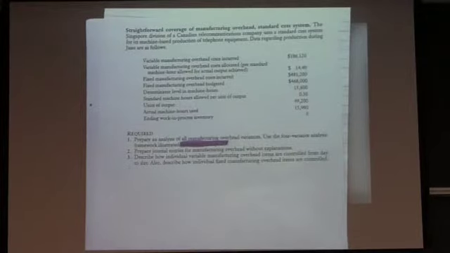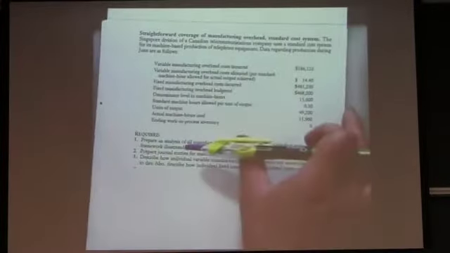The question starts with, the company is a Singapore division of a Canadian telecommunications company, and they use a standard costing system for its machine-based production. And here's the data with regards to the production spent for the month of June.